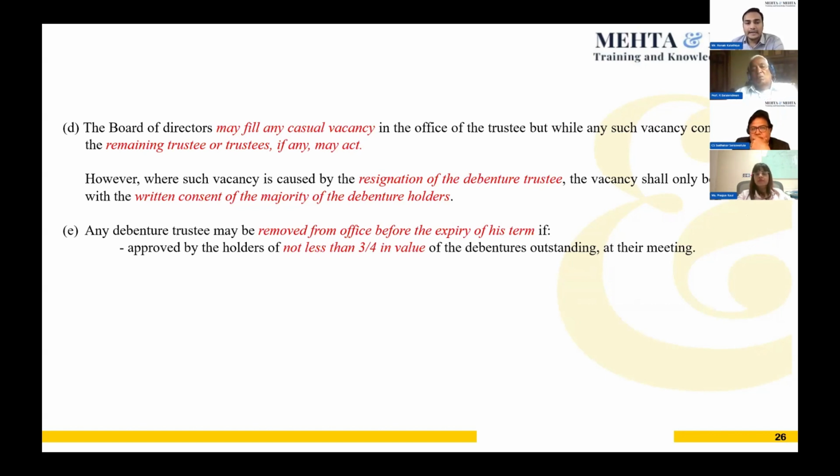Also, a debenture trustee may be removed from the office before the expiry of the term if it is approved by the holders of not less than 3/4 in the value of debentures outstanding at the meeting of the debenture holders. So it's not in number, it's more particularly referred in value of the outstanding debentures.